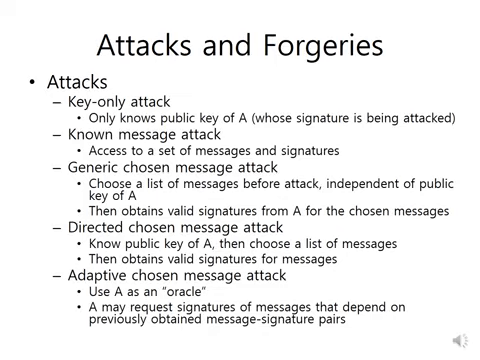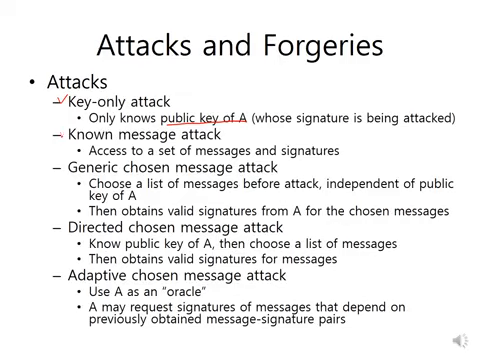Let's consider the attacks and forgeries in data signatures. In terms of the threat model in data signatures, we can consider five different attack scenarios on the basis of the amount of information given to the adversary. The first one is the key-only attack. In this case, the adversary only knows the public key of user A. User A is the target user whose signature is being attacked by the adversary.